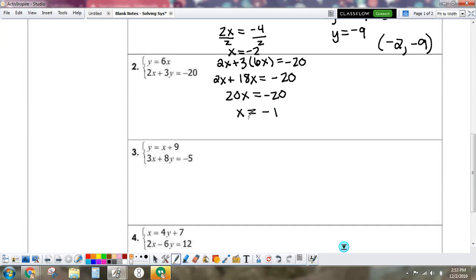And then for this, I'm going to take this and I'm going to plug it back in to this first one. Okay, so I'm plugging it in to the revised equation from step 1. Step 1 was to solve for x or y. Since this one is already solved for y, that's why I'm picking this one. Okay, so y equals 6 times -1. That is -6. So my ordered pair is -1, comma, -6.